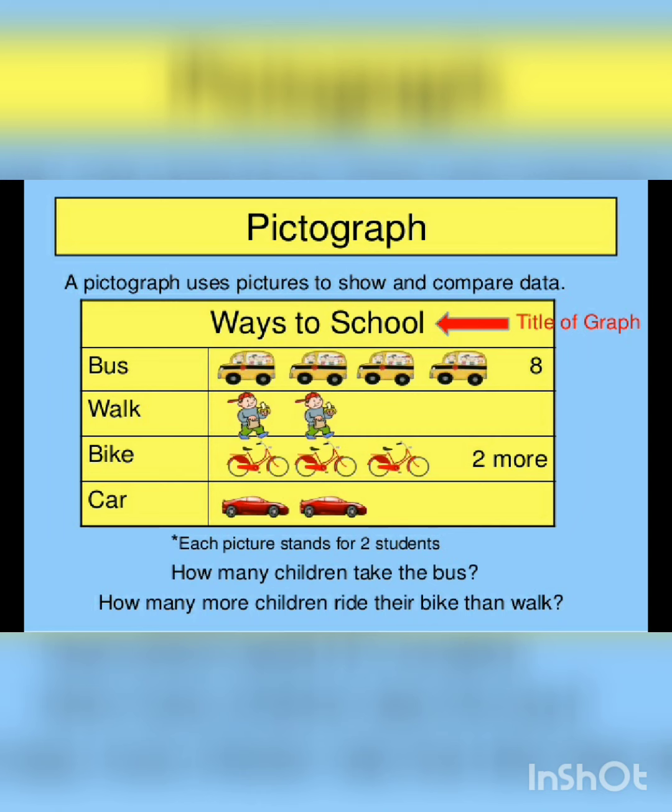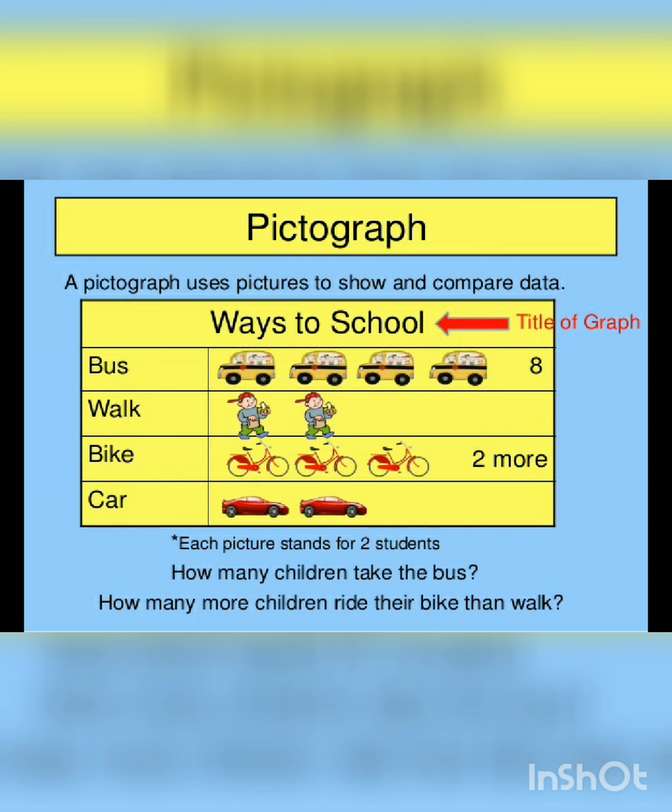Now here is a question related to the way to school. That means some students come to school by bus, some walk, then bike and then car. Here each picture stands for two students. So bus is 8, walk is 4, bike symbol is 6, and car is again 4.